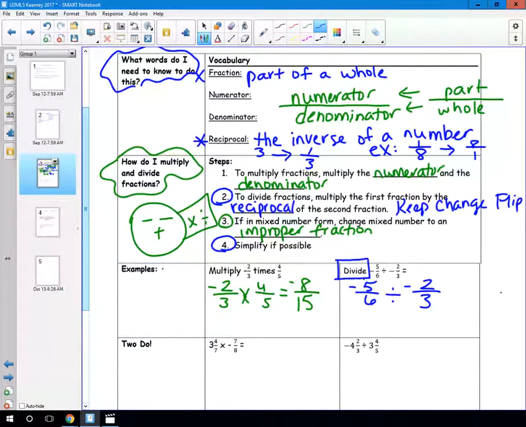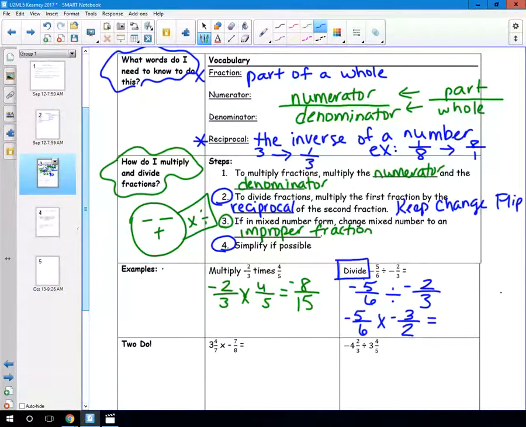So we're going to keep, change, flip. So we're going to keep the first number. We're just going to bring that down. And we're going to change the division sign to multiplication. And then we're going to flip the second number, so flip it to its reciprocal. Okay, and now we have a simple multiplication problem. So we're going to multiply straight across.